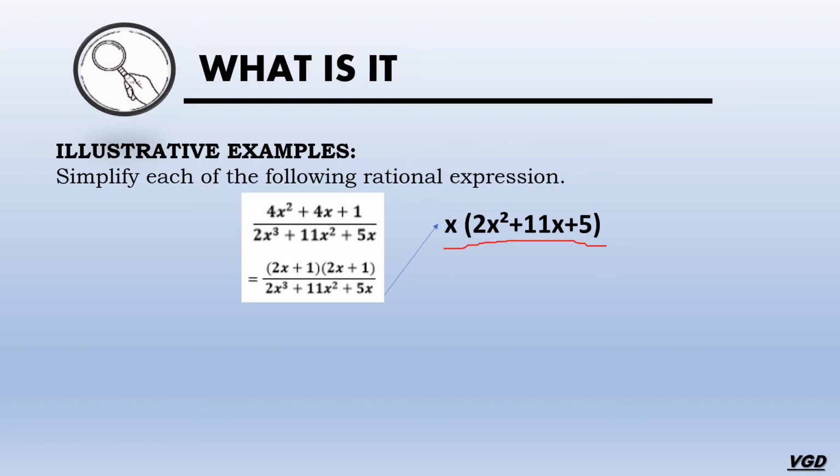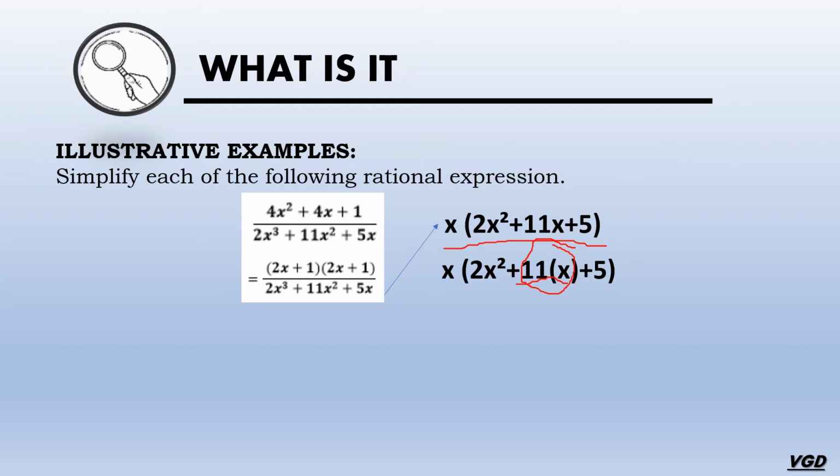And in order to get the factors of this, we need to factor it by grouping. So it will now become x times the quantity of 2x squared plus 11x plus 5. And this time, our goal is to factor this out, to have new factors of this by grouping. So we need to split the middle term.